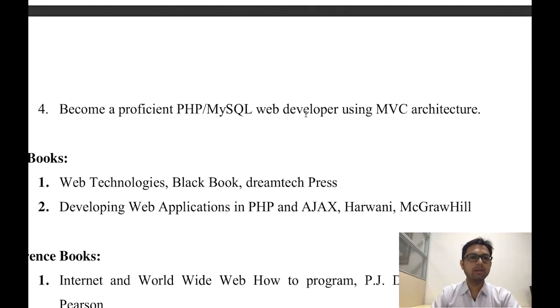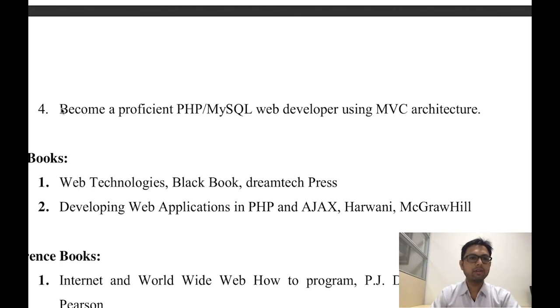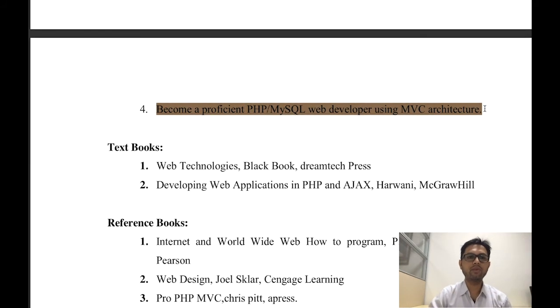Last one is that the student becomes proficient in PHP and MySQL web development using MVC architecture. So these are the outcomes of the course when you complete this course. So in today's session, you were guided on what the course outcomes are and what the objective of the course is.